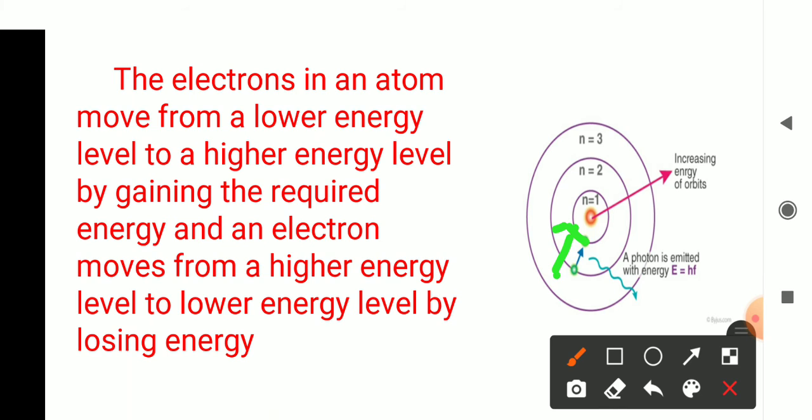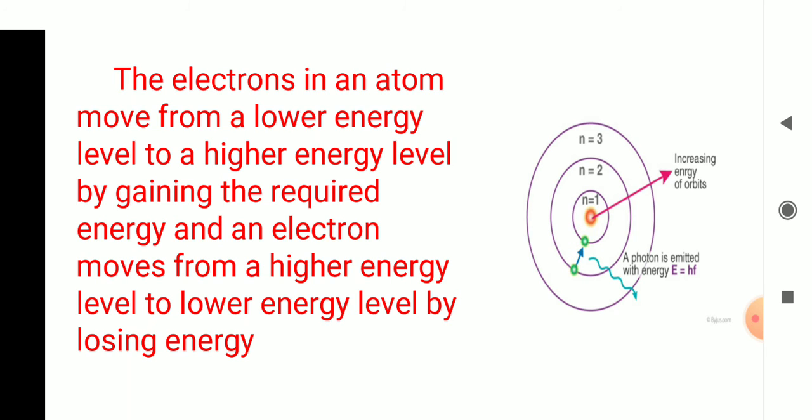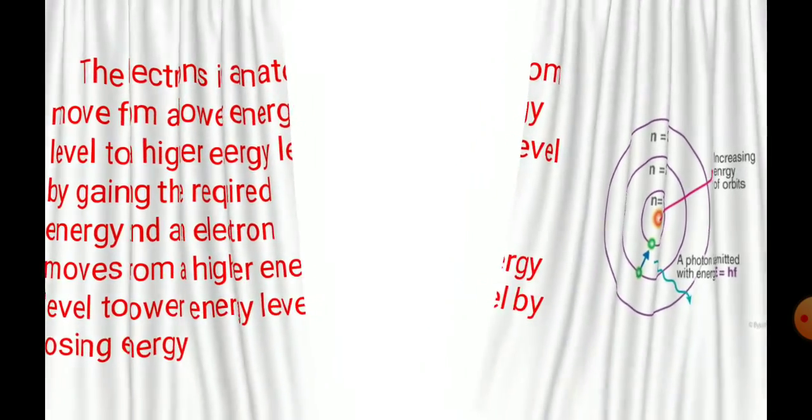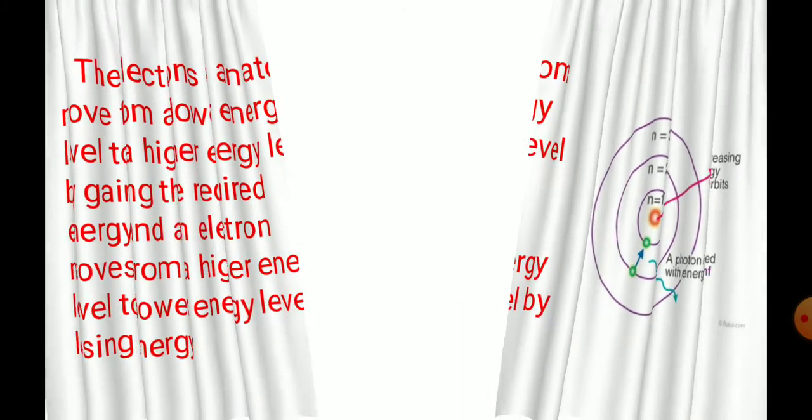So with this, the postulates of Niels Bohr's atomic model are over. The same concept you will study in a detailed way when you come to 11th standard. For 9th standard, this much is enough. Now let us see the limitations of Niels Bohr's atomic model.